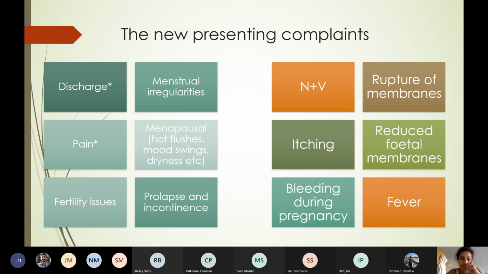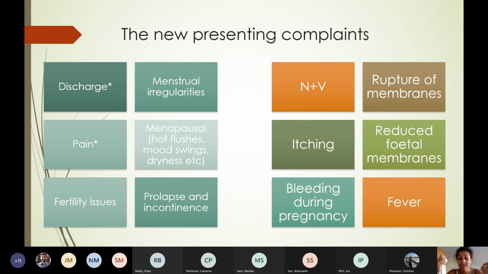Okay, so these are some of the ones that I got, which are discharge, pain, morning sickness, nausea and vomiting. And some of the gynae ones I've written here are menstrual irregularities, menopausal symptoms like hot flushes, prolapse and incontinence. And the OBS ones, which I think you got quite well as well, which is nausea and vomiting, rupture of membranes, bleeding, reduced fetal movements, a fever. I've put a star next to discharge and pain because you can get them when they're pregnant as well, but sometimes gynae manages them as well.